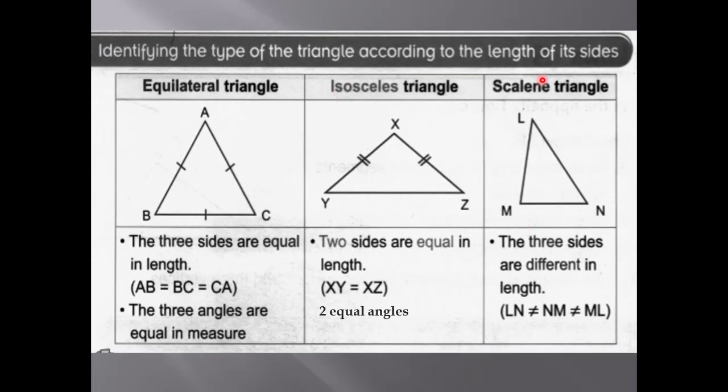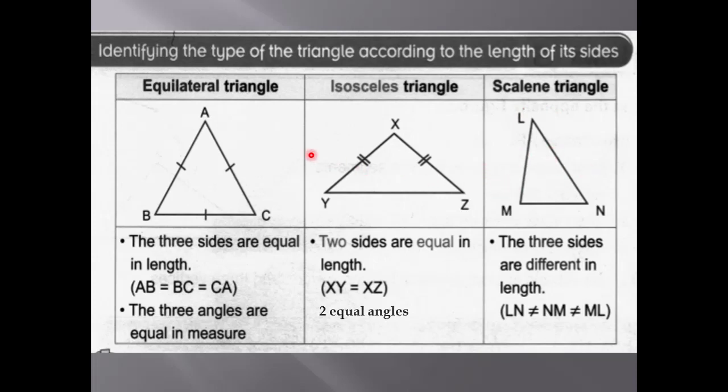Another classification is according to the side length. If the three side lengths of the triangle are equal, we call this triangle equilateral triangle. So the first type is equilateral triangle when the three sides are equal in length. The second type, isosceles triangle, when two sides are equal in length. The third one is a scalene triangle. Scalene triangle, the three sides are different.